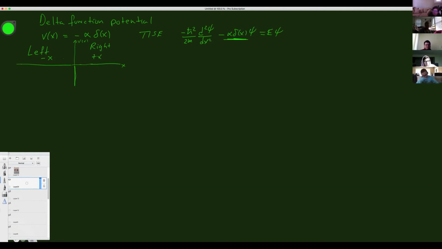But over here on the left, before we get to the spike, there's no potential, it's 0, right? So the TISE just looks like this. And on this side, it also looks like that. It's only right there at the middle where it has that spike that it's going to look different, right? Okay. So let's just solve on the left first, so x less than 0. So we're solving on the left now.